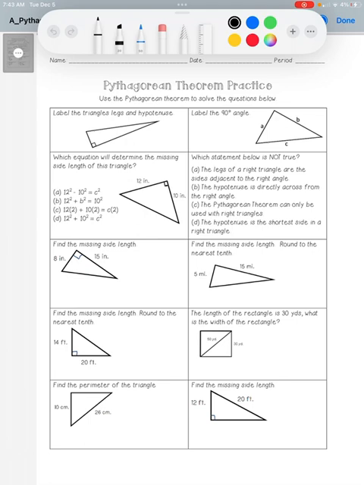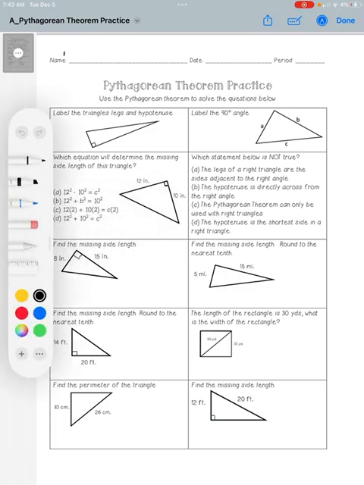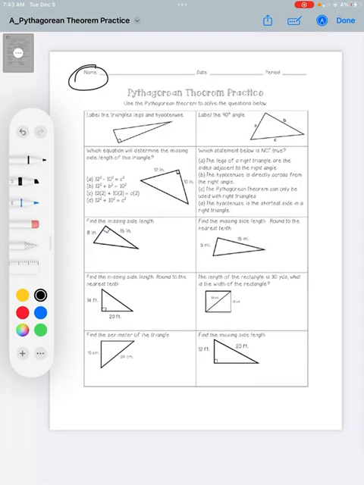Let me figure out my technology first. What is going on? Yeah, please make sure your name is on it if you're a paper copy person.